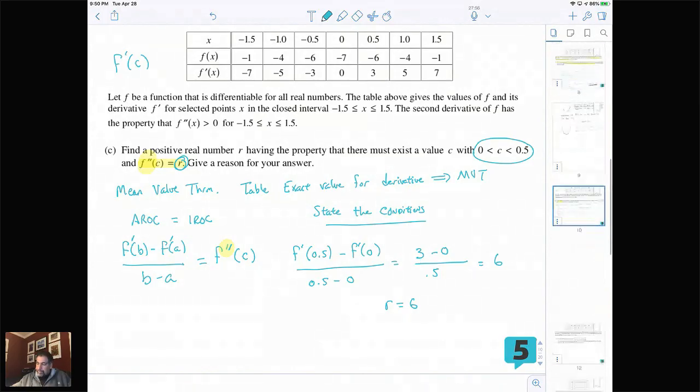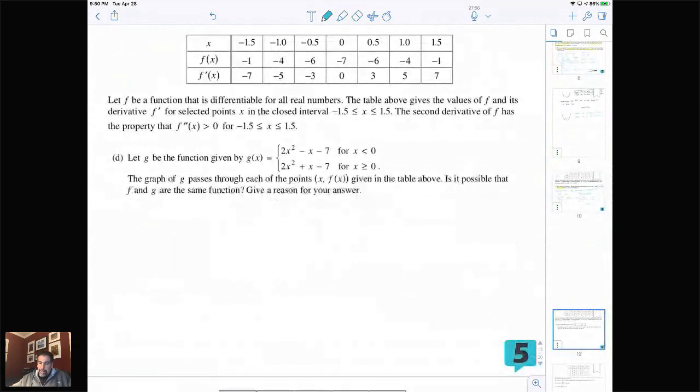The next one I want to look at is this one. Okay, so again, there's a lot of words going on here. I don't want to read them. I'll give you a second to read it, and then we're going to talk about it.